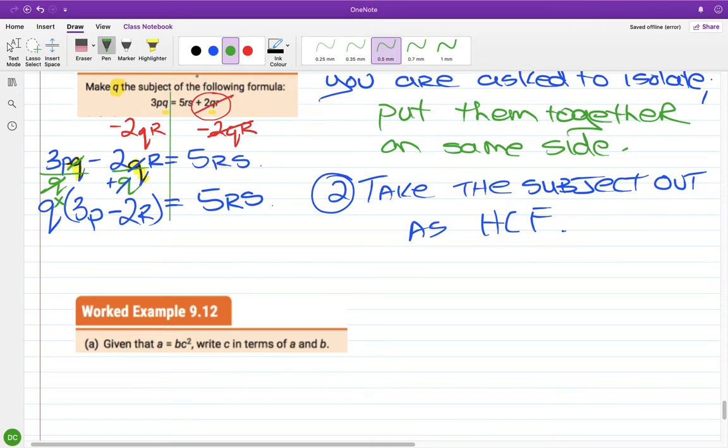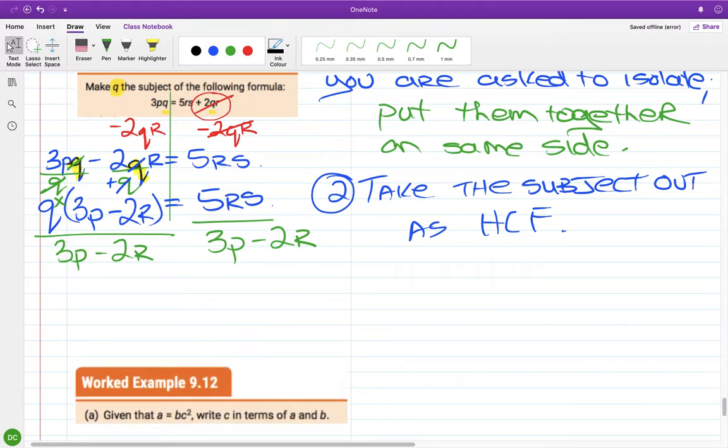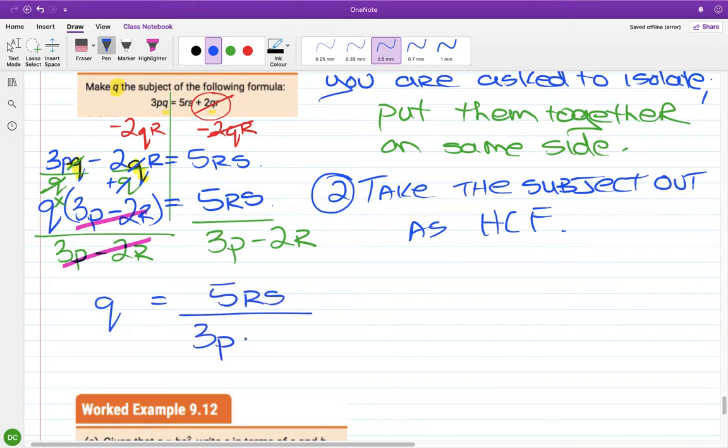Okay, and brackets mean multiply, so this bracket is being multiplied by Q, and I want the Q isolated, so I have to do the opposite of multiply, which is to divide by 3p minus 2r, and I'll divide here by the same thing to balance it, 3p minus 2r. Just move this down a bit. Okay, so they'll cancel, leaving me with the Q isolated, which is what I wanted, and then I just have this 5r over 3p minus 2r.